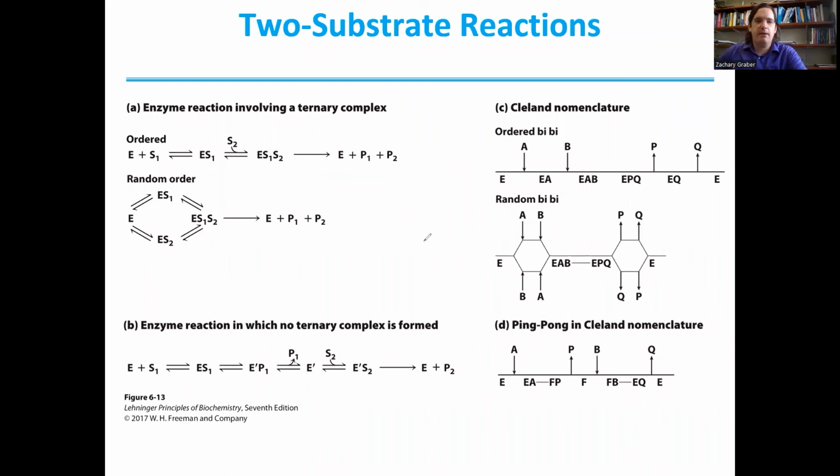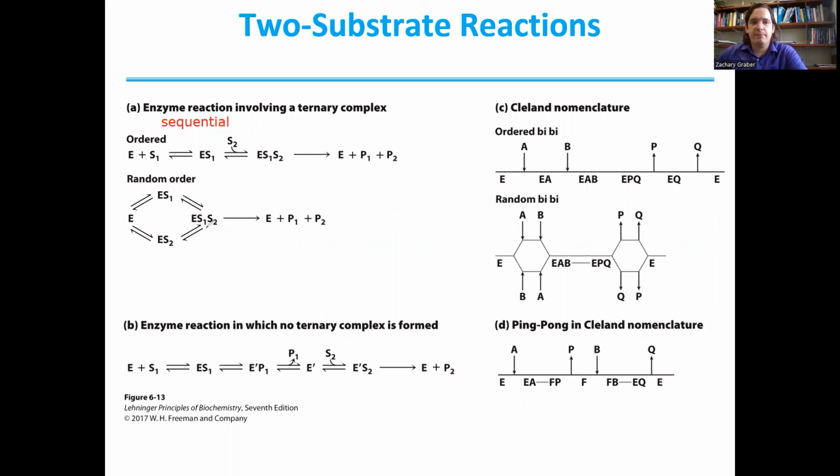Let's take a look at the model systems for each of these different approaches. So first we have our sequential approach. Again, this would involve a ternary complex where we have two substrates along with our enzyme together. So we can either have an ordered model where we have one substrate bind and then the second substrate bind in a specific order before releasing those two products. Or we can have a random order where either substrate can bind first, and then we can reach our enzyme-substrate ternary complex.